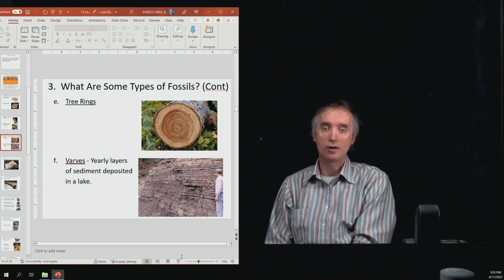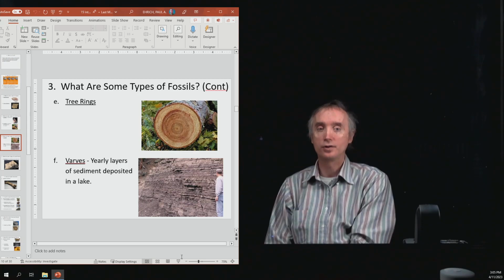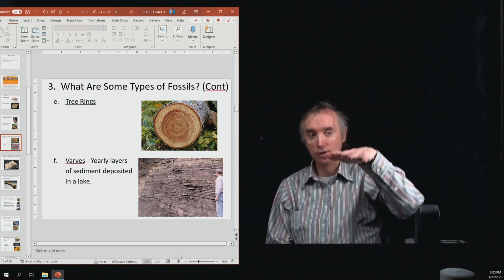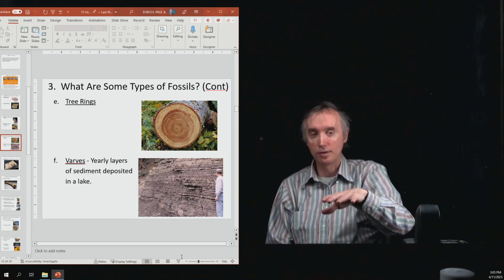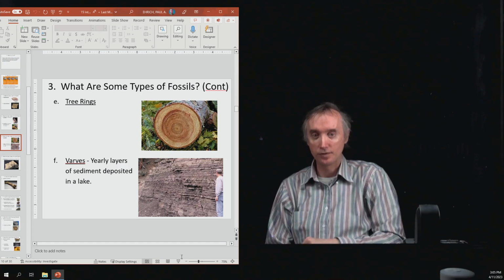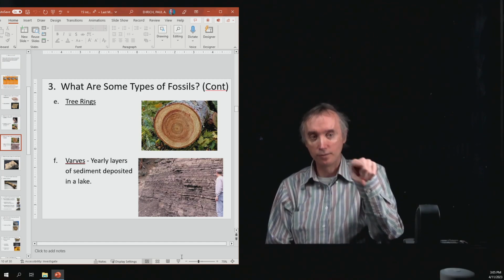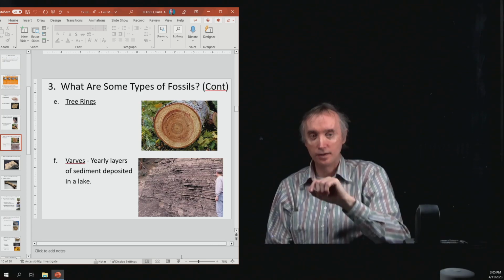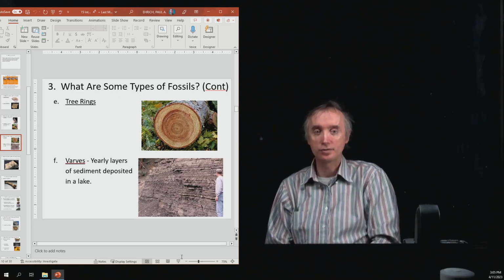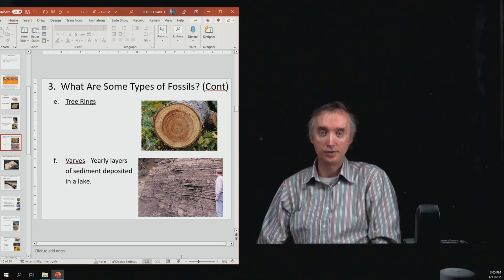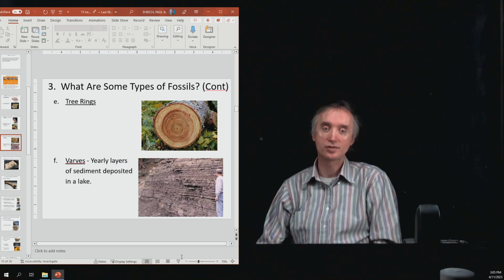And then you've got varves. So varves are going to be sediment that is in a lake, and then every year that sediment will pile up on the bottom of the lake. So you can count the number of layers, and then that will give you information about how old the lake is. And then by looking at the thicknesses of the deposits, you can also determine how much sedimentation was occurring in that lake.